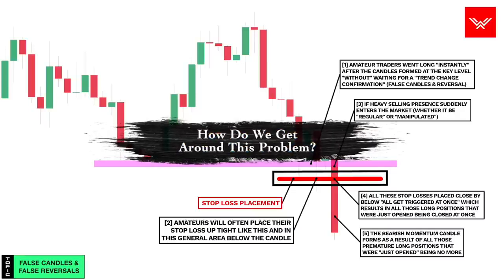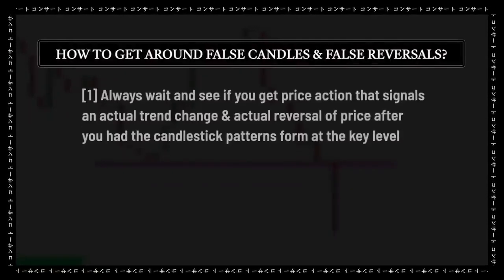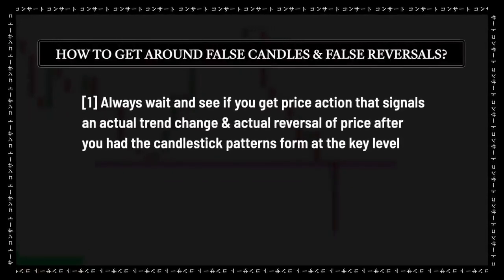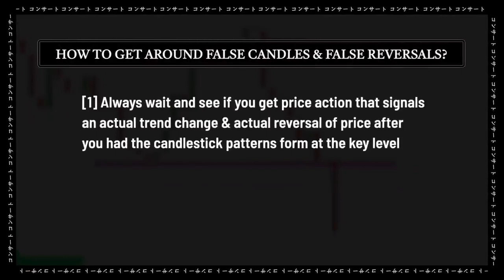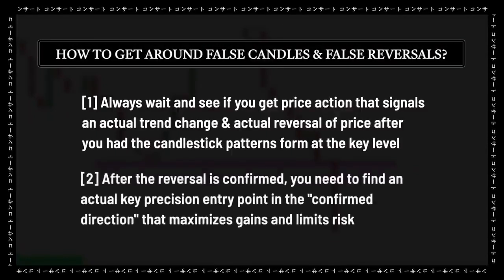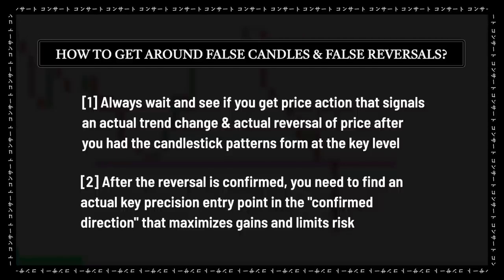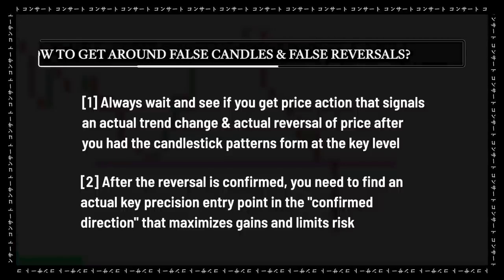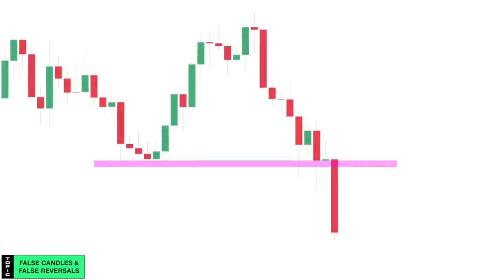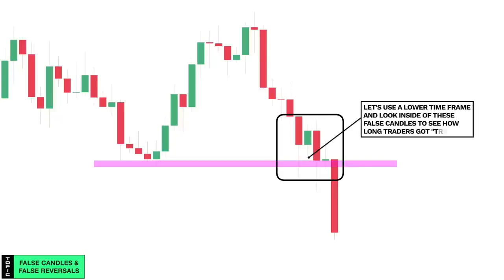So how do we get around this problem? You should already know the answer by now. 1. Always wait and see if you get price action that signals an actual reversal of price. And 2. After the reversal is confirmed, you need to find an actual key entry point that maximizes gains and limits risk. So let's pull up a lower time frame, specifically the 1 hour time frame, to look inside of where the candlestick patterns formed here to show you how everyone got trapped.